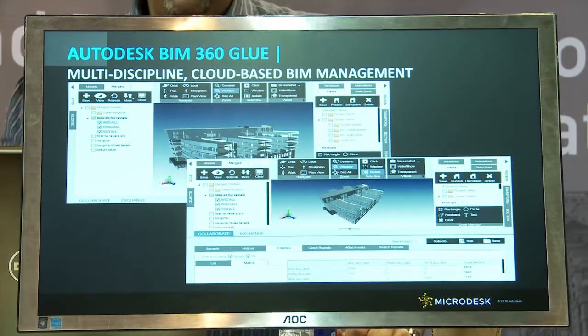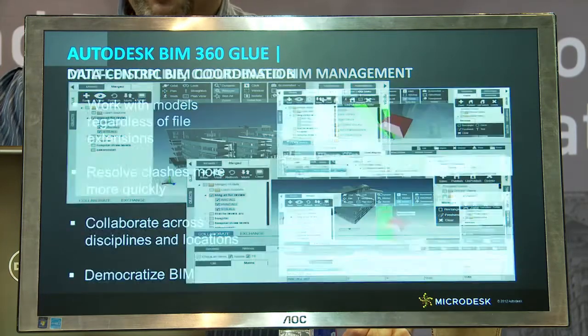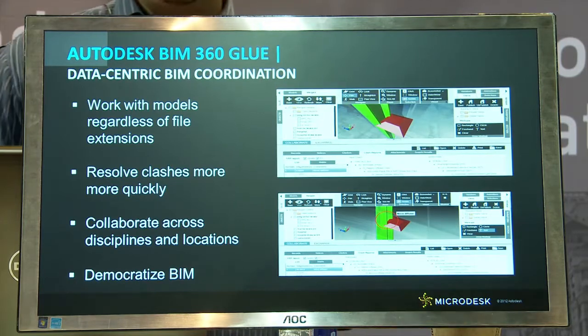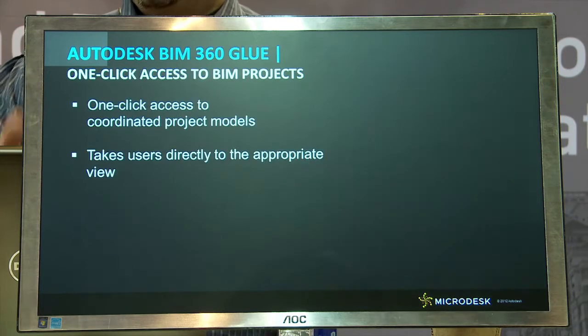So again, one of the things that Glue is very good at is being able to easily navigate the model and do clash detection. Again, you can use the same kind of reporting that Navisworks does. So it works with different formats, it doesn't matter what you do. You can compile them all together, resolve the clashes, annotate them, generate a report, and really at the end, it doesn't matter what BIM tool you use, it allows for what they call the democratization of BIM.